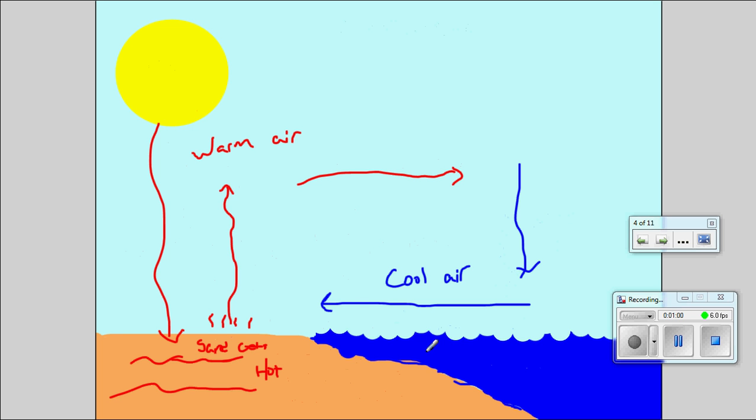Looking at the same effect where the land meets water, the air above the water is going to be cooler than the air above the land during the day. If you've been to the beach during the summer, you know that the sand gets very, very hot. So this heat is transferred to the air above it, causing it to rise. The cooler air from the water moves towards the land to replace it. This is known as a sea breeze.